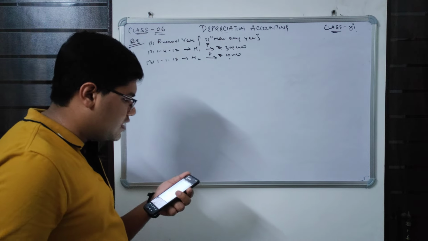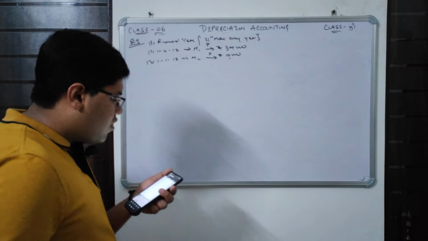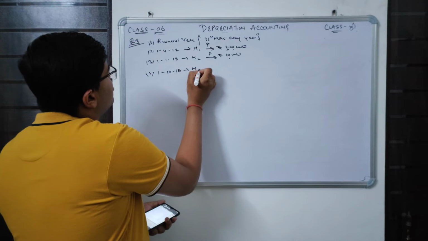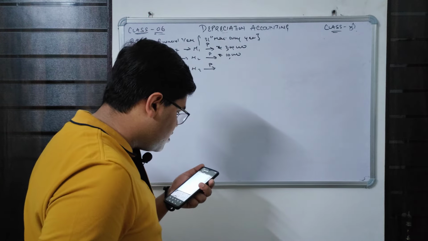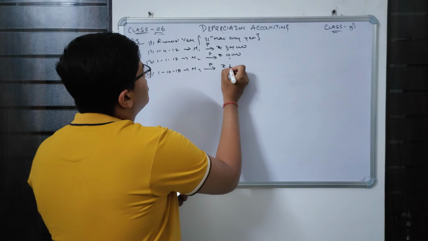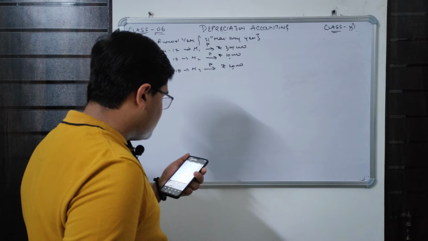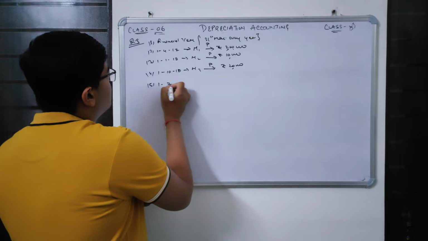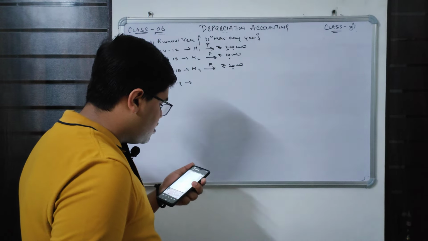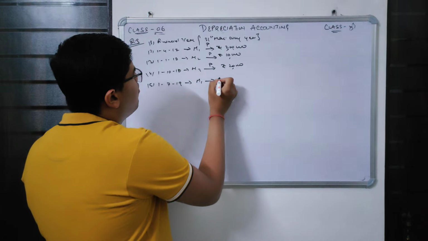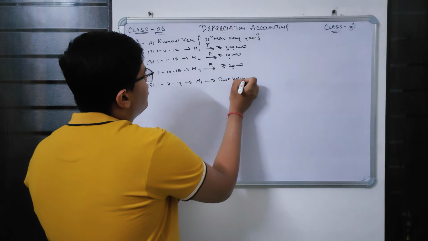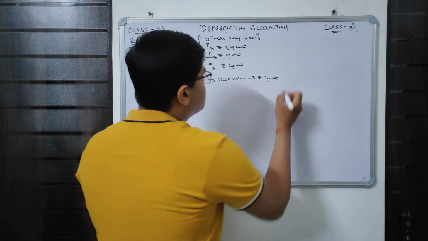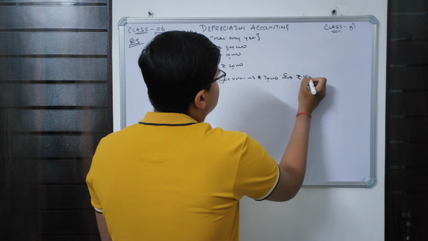In the next year, on 1st of October 2018, M3 was purchased for rupees 20,000. And fifth part, that is on 1st of July 2019, M1, whose book value is rupees 30,000, was sold for rupees 16,000.